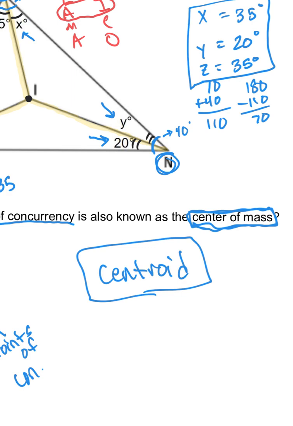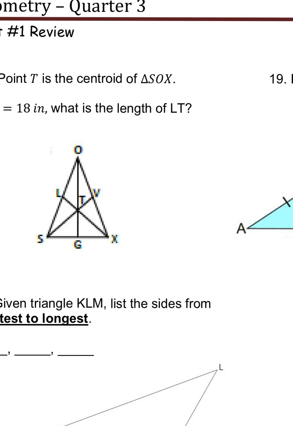Okay, moving on to number 18. Number 18 says point T, right here, and I'll put a little red dot there, is the centroid of triangle SOX. If XT, X to T, which I'm going to mark in a different color, right here is 18, what is the length of LT? So ultimately, we are looking for the shorter part here, L to T. We're looking for this piece here. I'm going to put an X here.